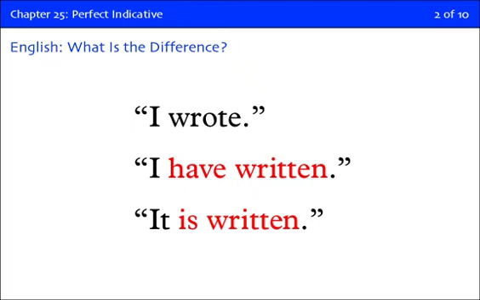Right. The first is describing a simple past action. You say, I wrote. I did something in the past. Now, if you were to say this in Greek, what tense would you use? Right, the aorist. But when you say, I have written, what are you saying?